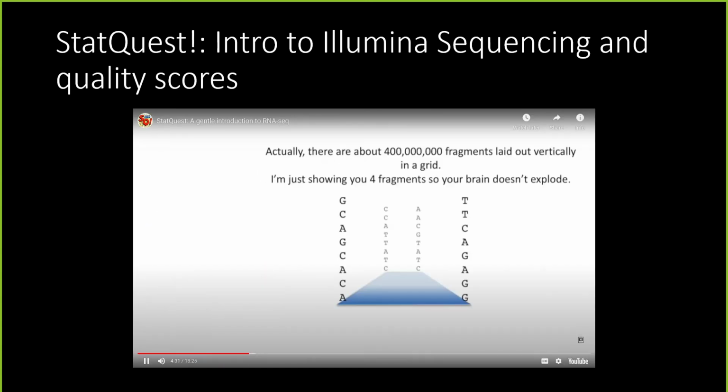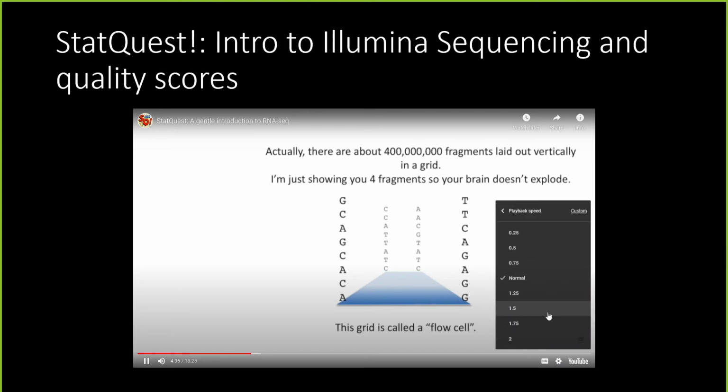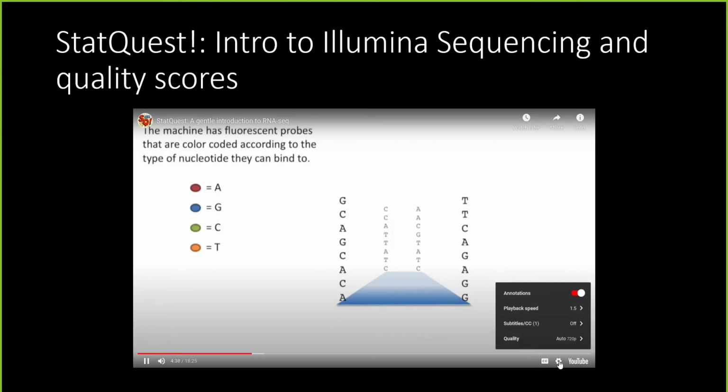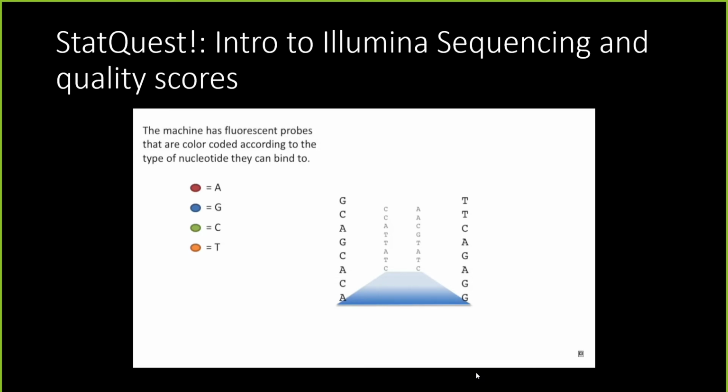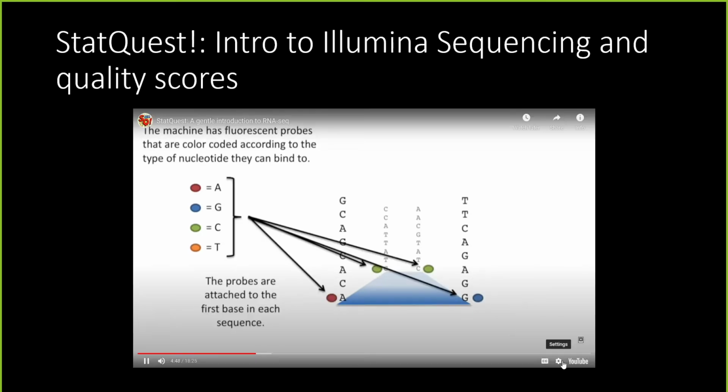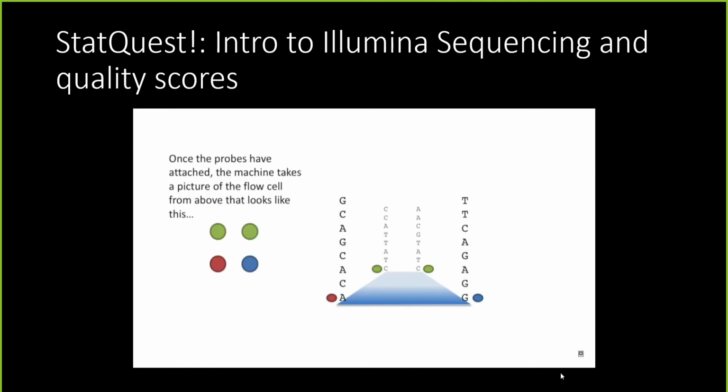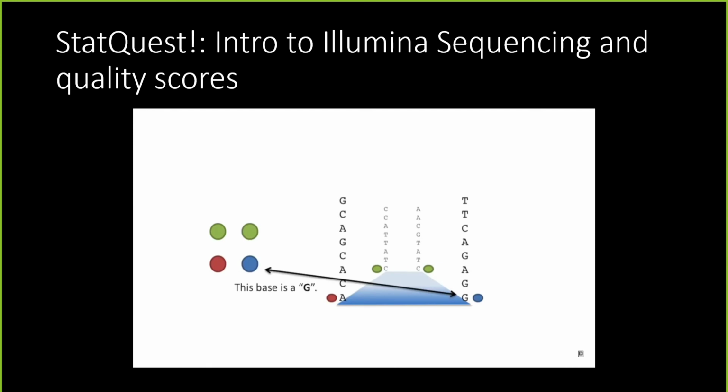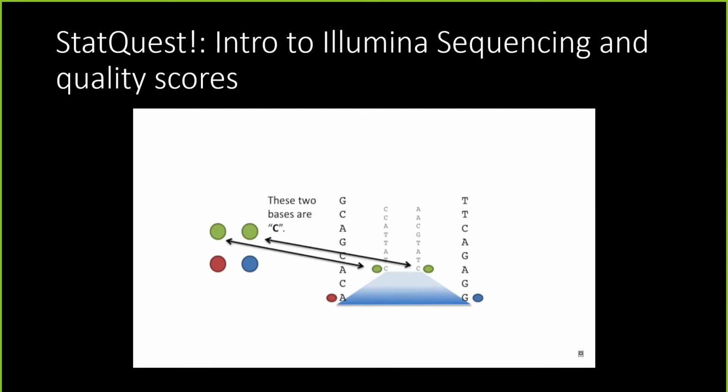This grid is called a flow cell. The machine has fluorescent probes that are color-coded according to the type of nucleotide they can bind to. The probes are attached to the first base in each sequence. Once the probes have attached, the machine takes a picture of the flow cell from above that looks like this. The picture tells the machine that the first base in the bottom left-hand corner is an A. This base is a G, and these 2 bases are C.